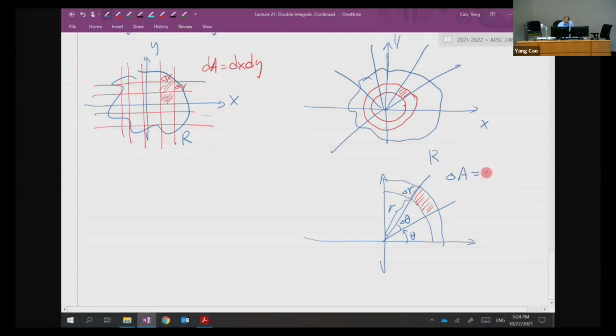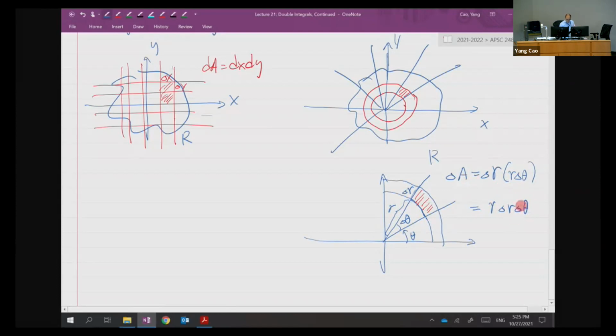For one side here, this is delta r. So delta r is right here, multiplied by the other side. Let's use this arc length at the other side. That arc length is r times delta theta. So that's an approximated expression for the area delta A, basically equal to r delta r delta theta. This is your delta A in polar coordinates.